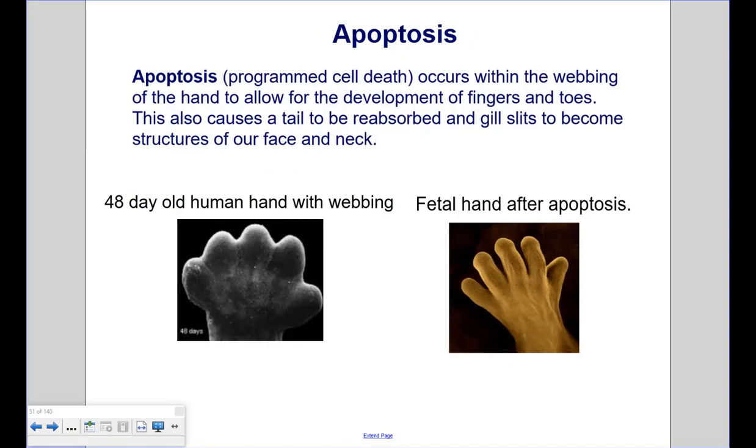Apoptosis, or programmed cell death, occurs within the webbing of the hand to allow for the development of fingers and toes. This also causes a tail to be reabsorbed and gill slits to become structures of our face and neck. On the left we have a picture of a 48-day-old human hand with the webbing, and then a fetal hand after apoptosis. In very rare circumstances, sometimes a person may have a little extra webbing between the fingers or the toes.